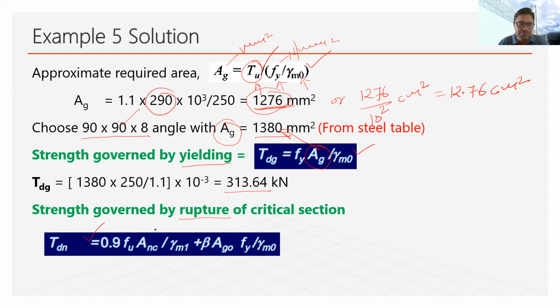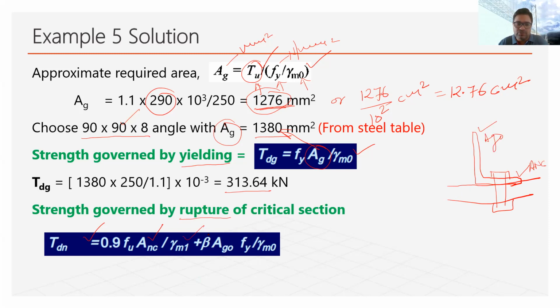For calculating rupture strength, we are required to find out ANC, which is the net effective area of the connected leg. Considering that this is our angle section, we are considering that it is connected with this leg only, with one leg only. With the plate, we can say that this is connected by the one leg. The other leg is the outstanding leg. So in that case, we are required to find out ANC for this and AGO for this. That is why we are following this formula.